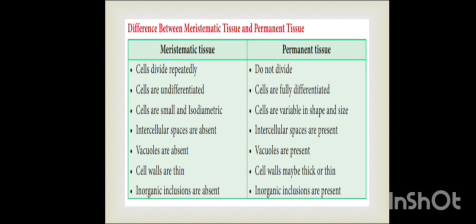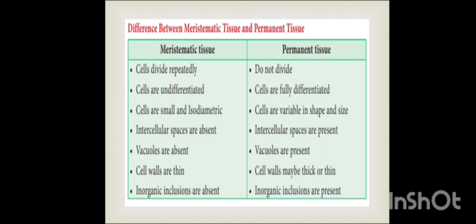Lastly, the difference between meristematic tissue and permanent tissue. In meristematic tissue, the cells divide repeatedly. In permanent tissue, the cells do not divide, or division occurs only temporarily or permanently. In meristematic tissue, the cells are undifferentiated. Permanent tissue cells are fully differentiated, because they have three types of tissue: simple tissue, complex tissue and special tissue.